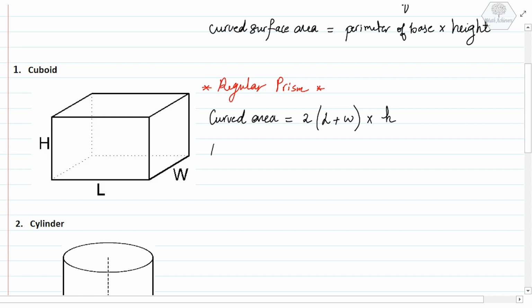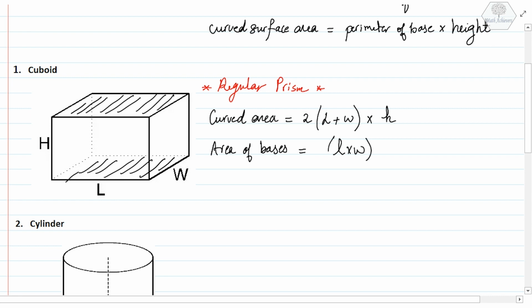And the area of bases is equal to, if I consider this one to be the base and this surface to be the second base, the area of one base is simply the length times the width, and for the area of two bases, I have to multiply this value by 2. So now I can get the total area, which is simply equal to the curved area plus the area of bases.